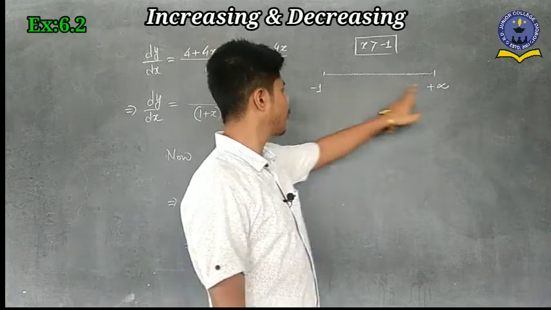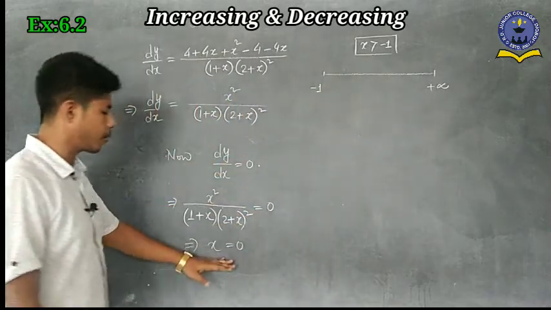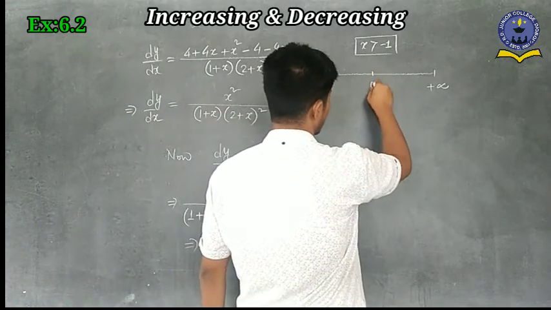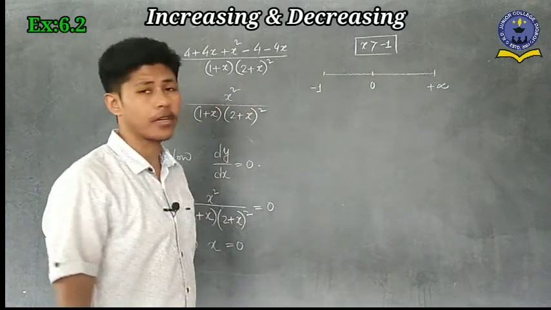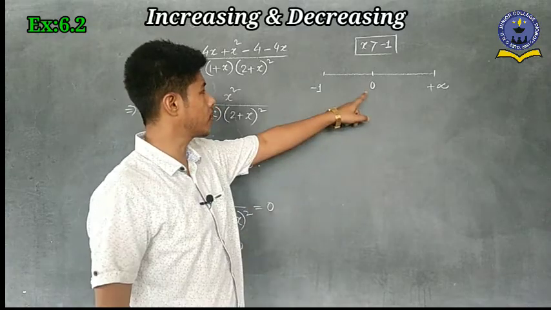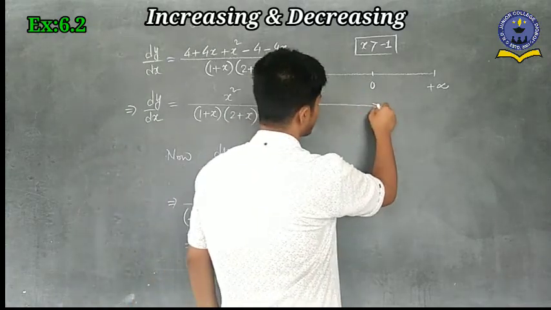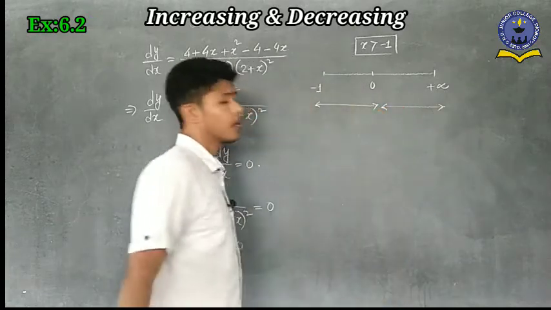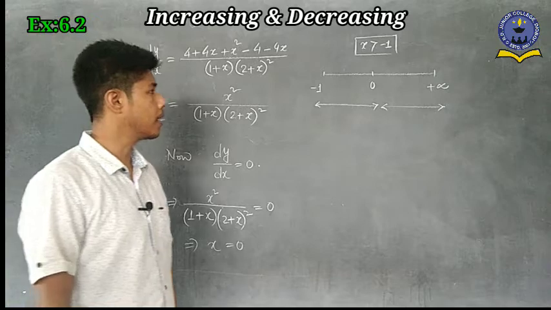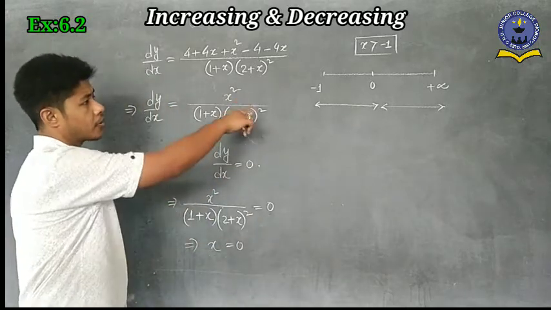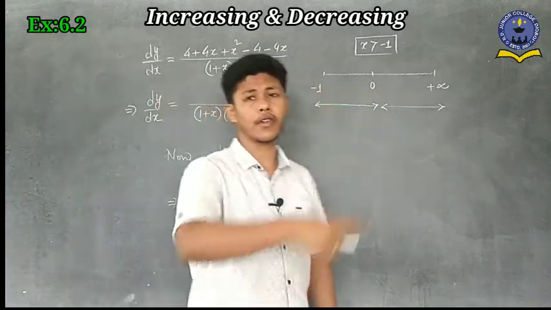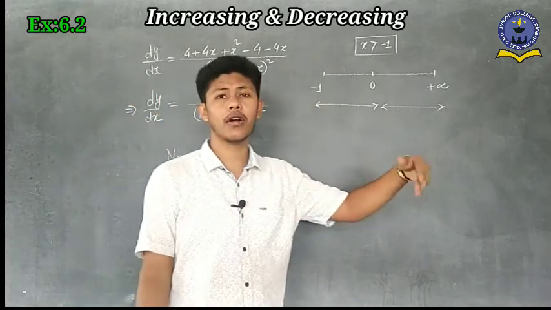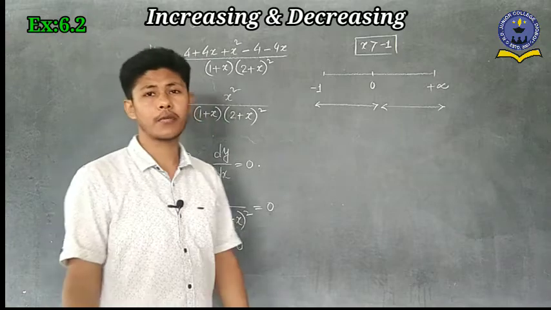So in this interval there is a critical point we get, and which one is 0. So we have to put this one here, 0. So now if you see here, we get two intervals. Now after plotting 0 we get two intervals. One interval is from minus 1 to 0 and the other interval is from 0 to infinity. Is it clear? Now in this case we have to check at which place it is increasing or at which place it is decreasing, we have to identify.